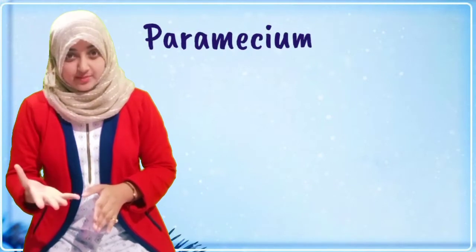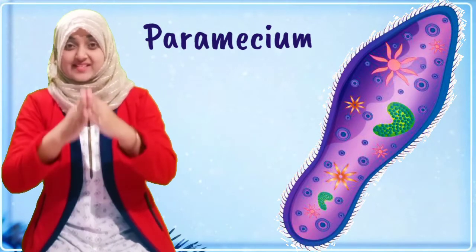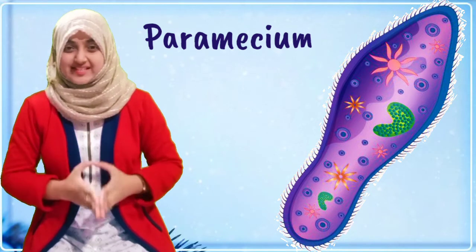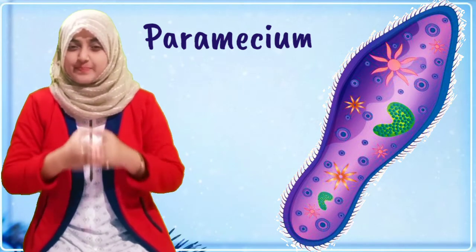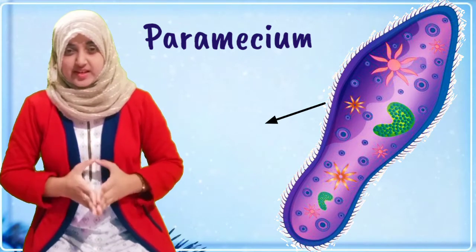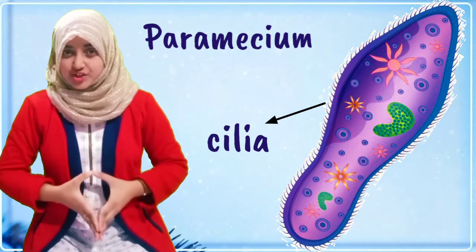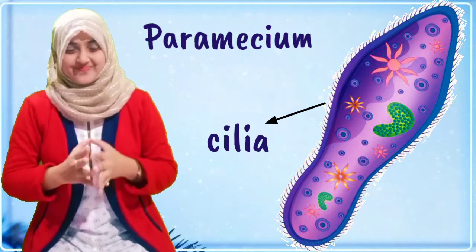In the case of paramecium, which is also a unicellular organism, the cell has a definite shape. It has many hair-like structures all over its cell surface called cilia, and these cilia help paramecium to take in the food. So this is about the mode of nutrition with respect to the unicellular organisms.